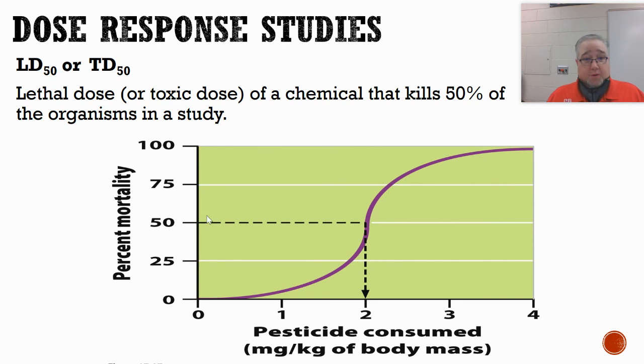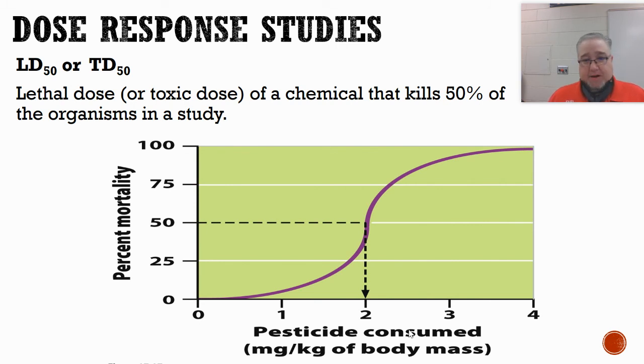So let's say, for example, we're studying a certain pesticide, and we're seeing what its effects are on, I don't know, a certain type of insect, maybe mosquitoes or whatever it is. So if you just look at the two axes, it pretty much should make some sense to you.